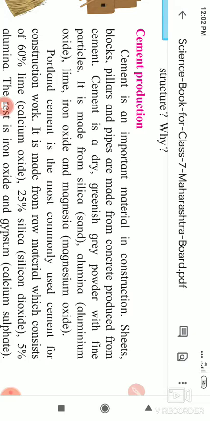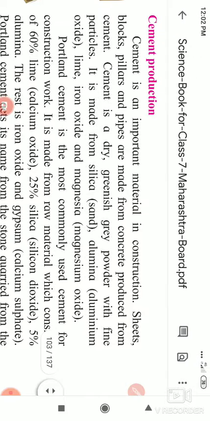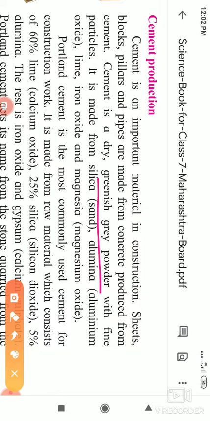The walls are becoming strong. So cement is a dry greenish grey powder with fine particles. The cement is made up of silica, alumina, that is aluminum oxide, lime, iron oxide, and magnesia, that is magnesium oxide, is present inside it.